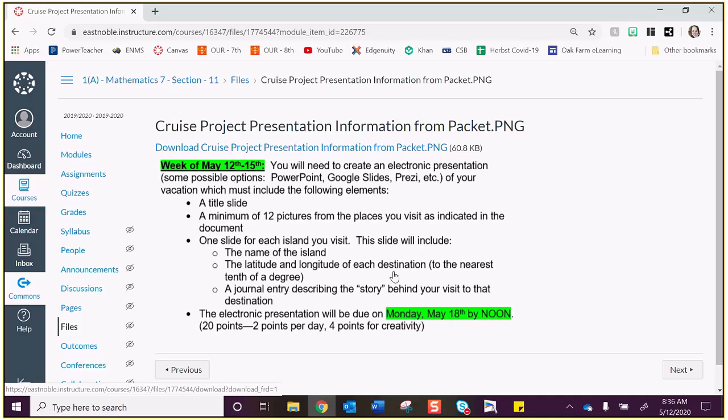So all of your latitude and longitude values will be like 27.8. Okay, we just want one decimal place there. And then a little bit of a journal entry that describes the story behind your visit.